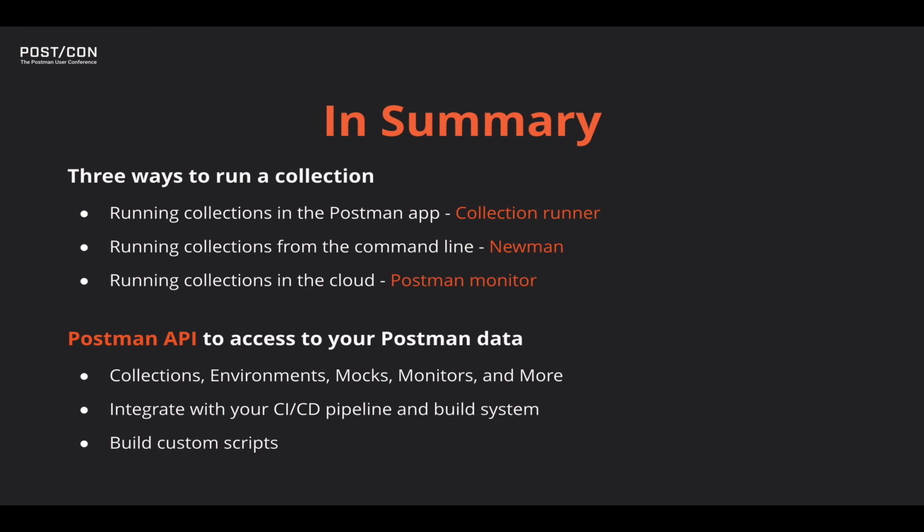And in summary, there are 3 ways to run a collection. You can run a collection in the Postman app with the collection runner, from the command line with Newman, or in the cloud with the Postman Monitor. And the best way to access your Postman data in real time is to use the Postman API.